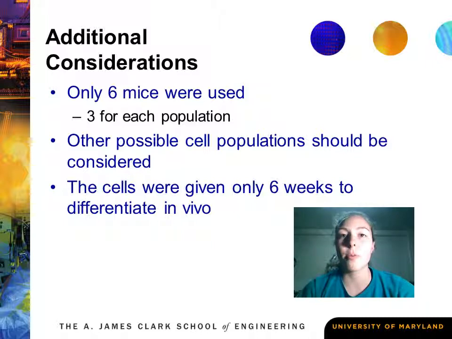When studying the performance of cells, it is always important to give them ample time to display results. If the adipose stem cells were allowed more time in vivo, they may have displayed different characteristics. A nude mouse has a lifespan of 6 to 12 months, so leaving the cells in vivo longer can show the effects of aging on these cells.